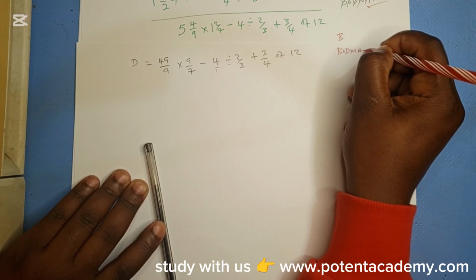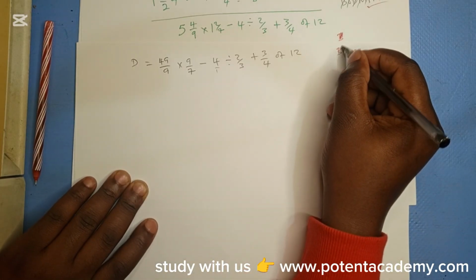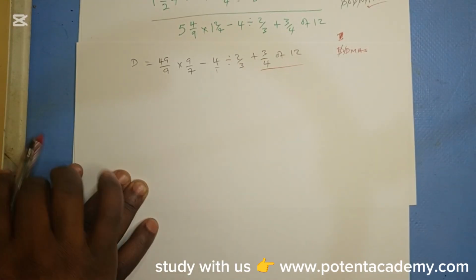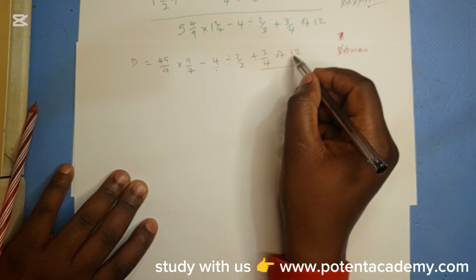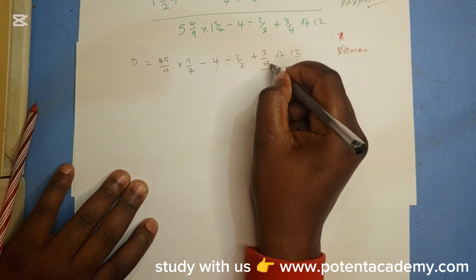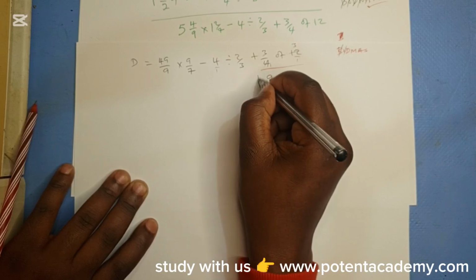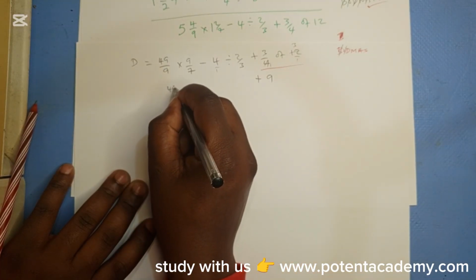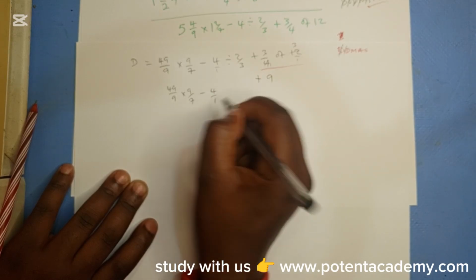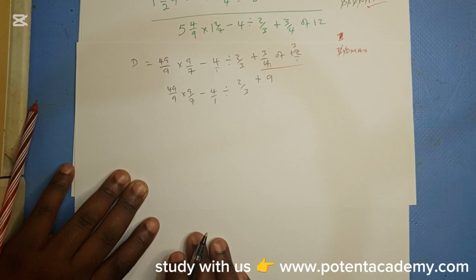Now we come again to our BODMAS. Do we have a bracket? No. Do we have of? Yes, we do. So you can start with of. 3 over 4 of 12 is like a multiplication. So 4 into 12 is 3, and 3 times 3 will be 9. Then you can copy the rest: 49 over 9 times 9 over 7 minus 4 over 1 divided by 2 over 3 plus 9.